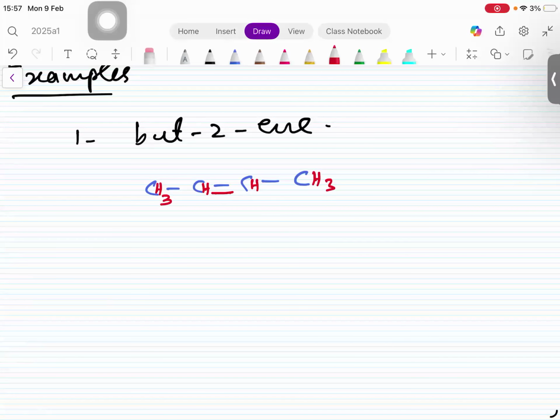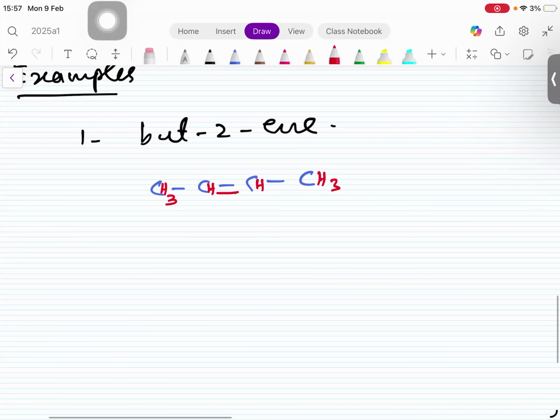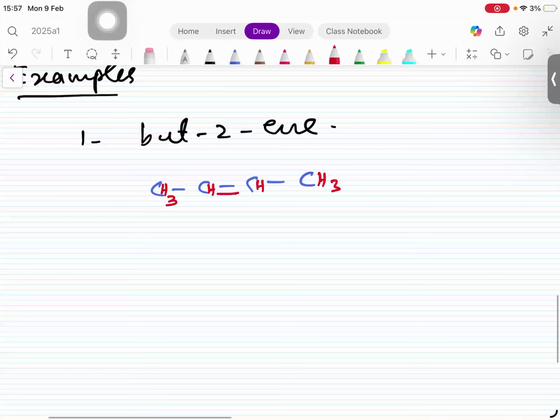Because cis has two forces of fractions, so with double forces, the forces of fractions increase. But now look at this point. Would you please stop writing? I'll give you time in the end to write. Now I need your attention. Now, does butene have cis-trans isomerism? Yes or no? We have to see.